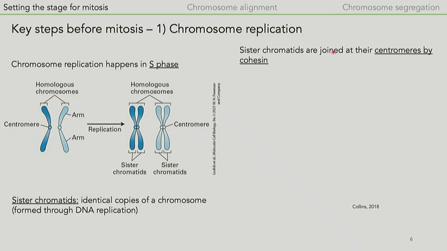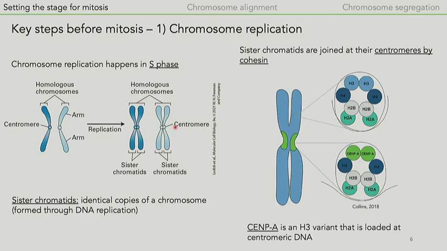Okay, I should also say, because this protein will come up later, the way that they're actually tethered is that there is a protein called cohesin. Just like the name sounds like cohesion, the cohesin protein is what is keeping these sister chromatids together at the centromeres.